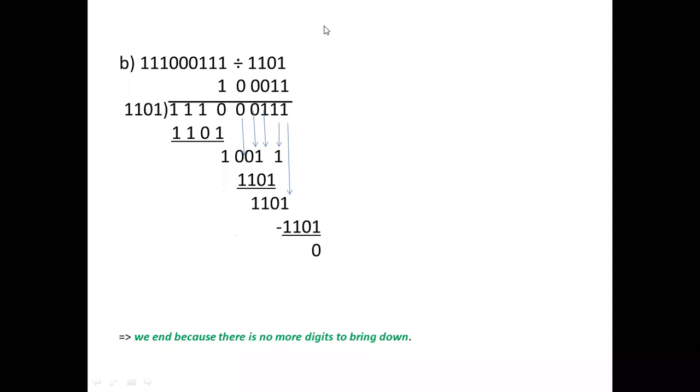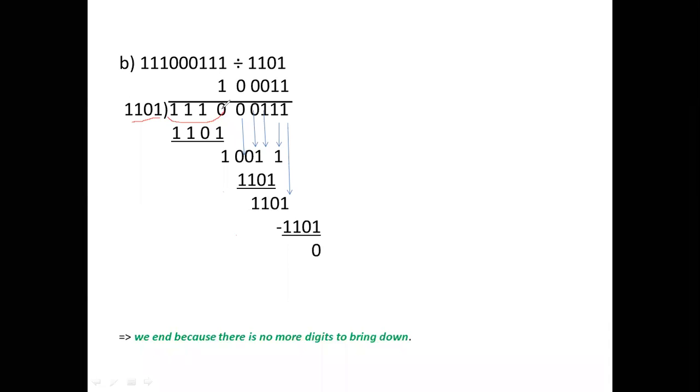So 1101 doesn't get into 1. At least we start comparing at the same number of bits, because these are 4 bits. It can only get into a number that is at least 4 bits also. So we come here. Now we see that the first 2 bits are 1s here, and this one is a 3rd bit, which is also a 1. So that means this number here is greater than this one. So this number will get in here once.